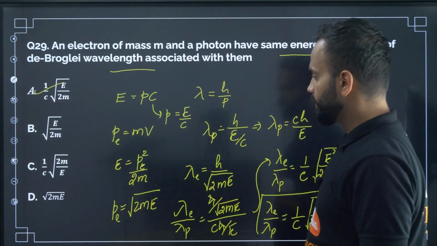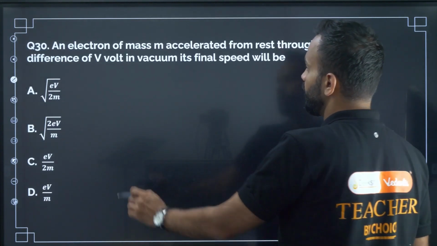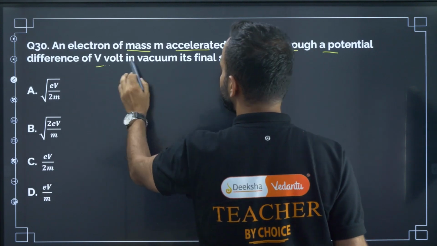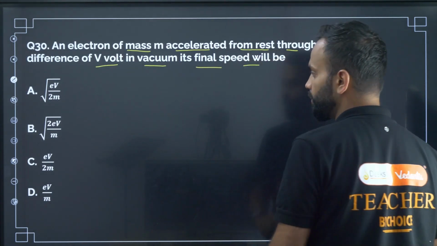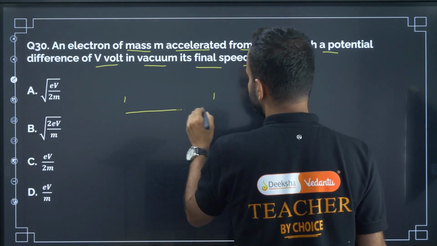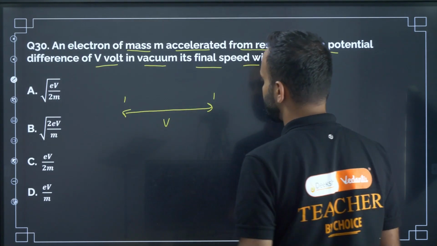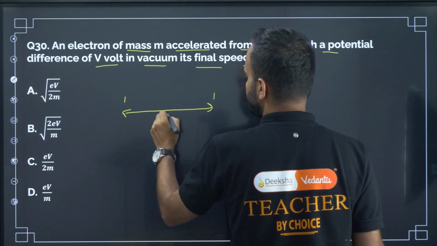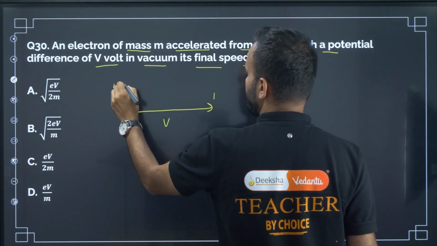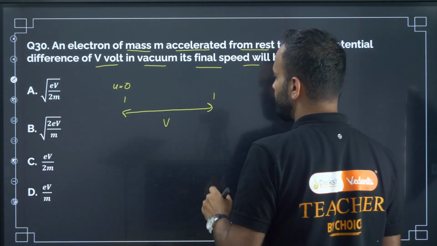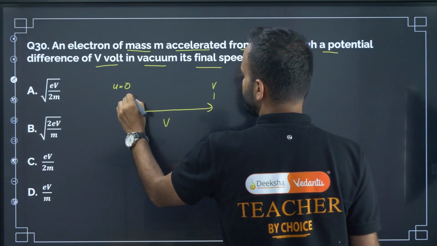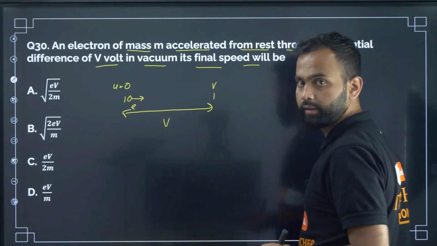Next question. Question number 30. An electron of mass m accelerated from rest through a potential difference V volt in vacuum, its final speed will be. Here the electron is accelerated through a potential difference V from rest. The initial velocity of the electron is 0. The final velocity is v.